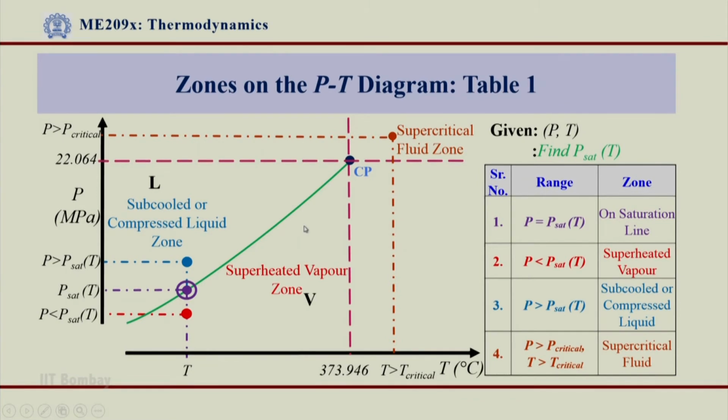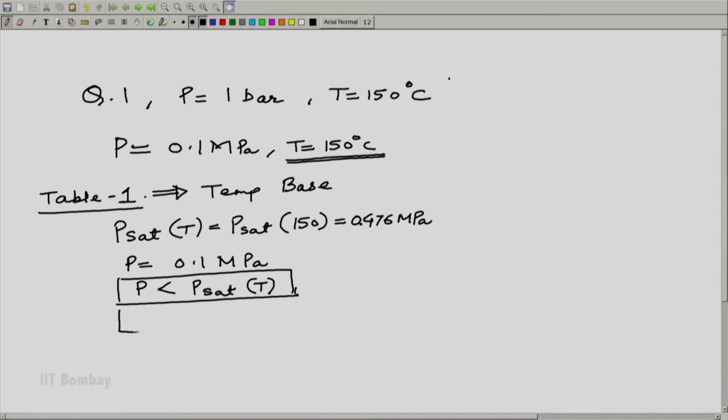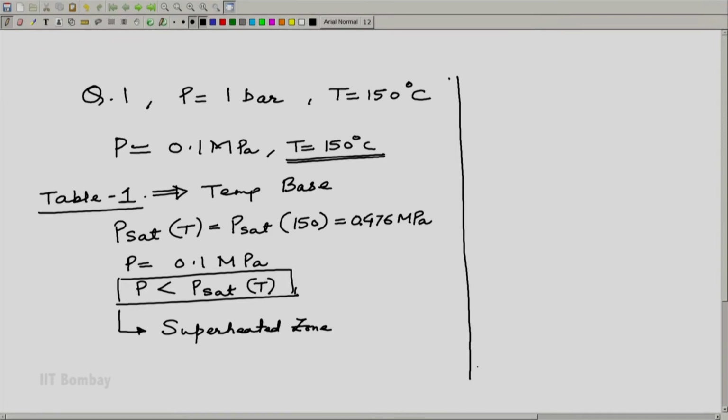Alright. So, let us come back to the problem. This proves that for the given condition of 0.1 MPa and T is equal to 150 degree centigrade, we are in the superheated zone. This is a very simple condition that we saw from table number 1. Let us do the same exercise using table number 2 now, on this right side, and see whether we reach the same conclusion. For table number 2 I will go with pressure as the base. Our condition is P is equal to 0.1 MPa and T is equal to 150 degree centigrade.